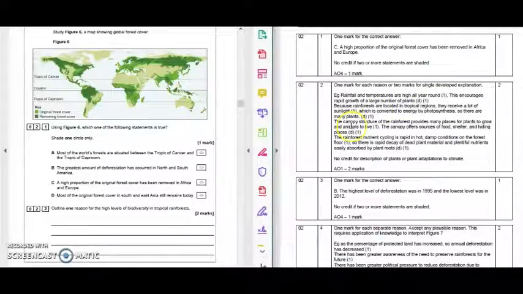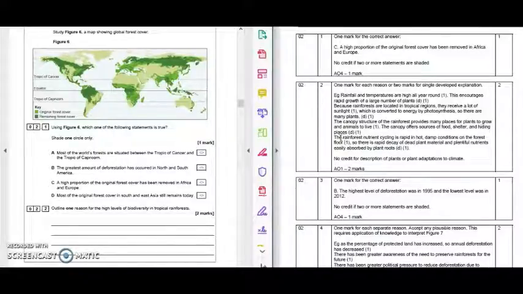You could also appreciate that in the rainforest, you've got lots and lots of leaves. This is called the canopy layer. The canopy layer provides many places for plants to grow and animals to live. And it does it by offering a source of food, or shelter from the rain, or hiding places from predators.